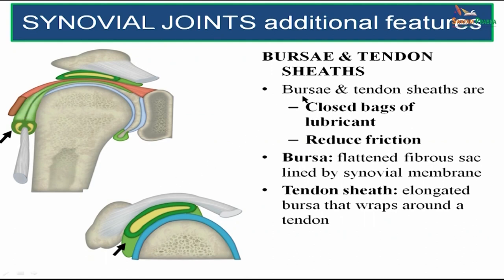So these bursae and tendon sheaths, they are closed bags made up of synovial membrane filled with synovial fluid. They are there to reduce friction. The bursae are flattened fibrous sacs lined by synovial membrane, and tendon sheaths are elongated bursae that wrap themselves around a tendon.